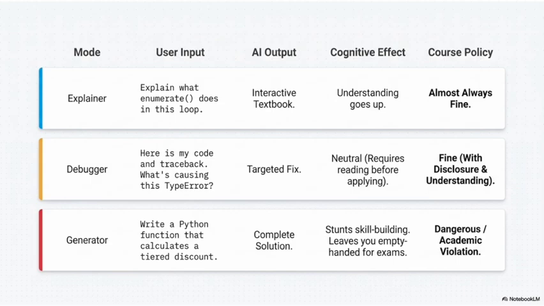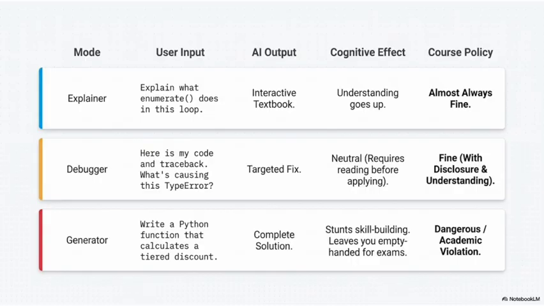Debugger mode: you paste your code and traceback and ask what's causing the type error. The output is a targeted fix. The cognitive effect is neutral, you read and apply the explanation yourself. This is fine with disclosure.